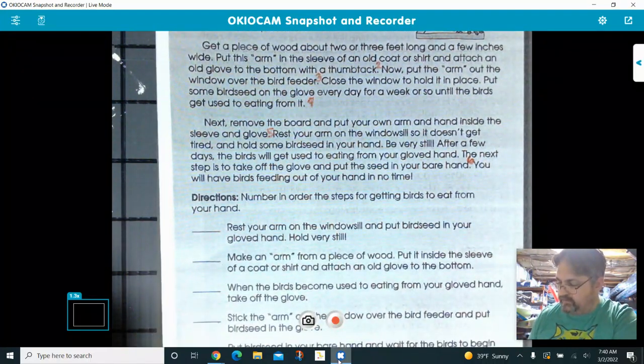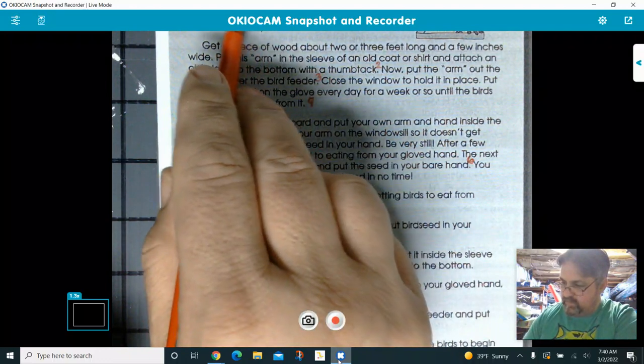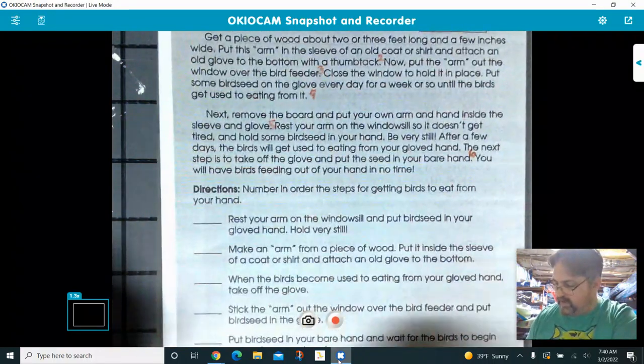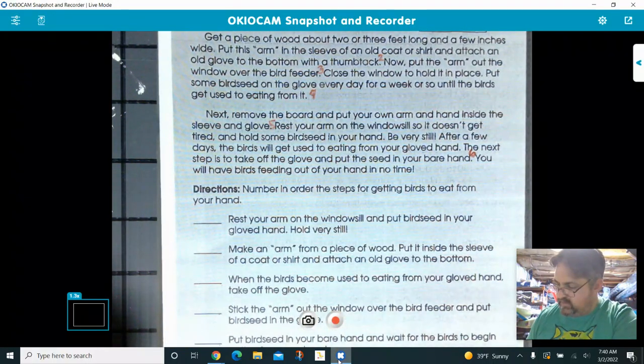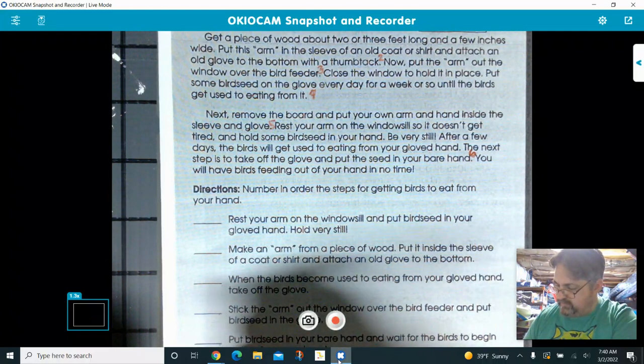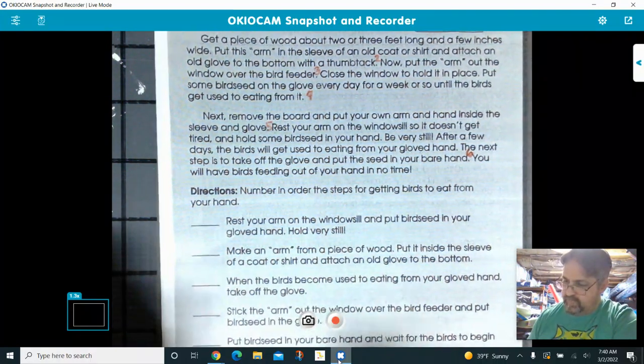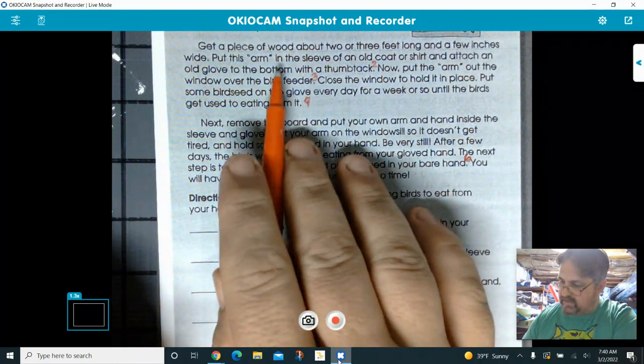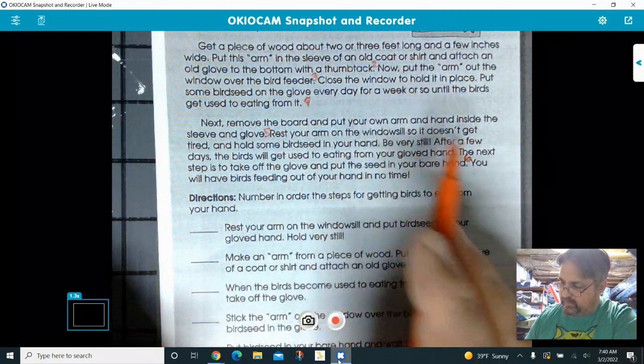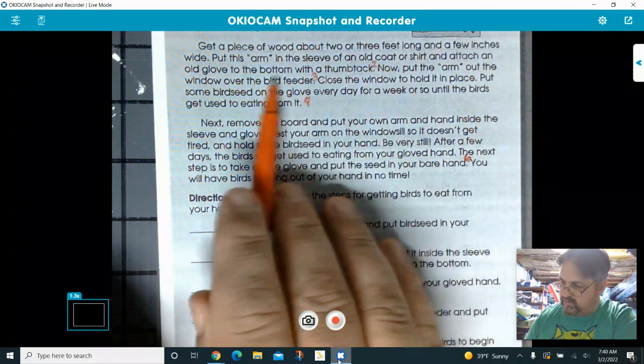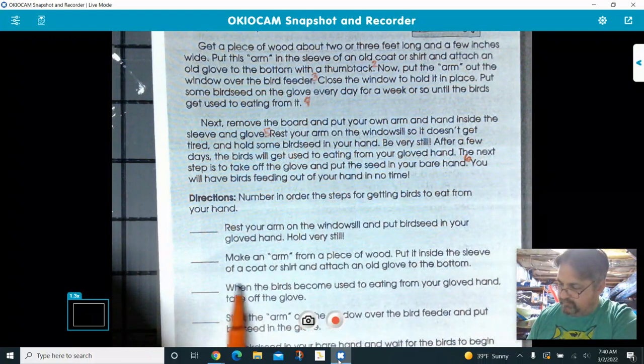Well, the first thing to do, attract the birds to your windowsill with a bird feeder. Boom, that's number 1. Number 2 that I've got is get a piece of wood and put it in an old coat, put a glove on the end of it.